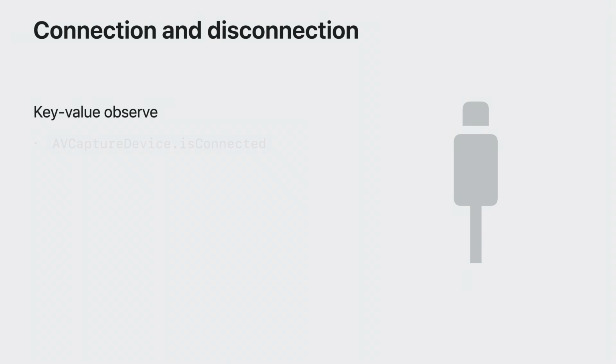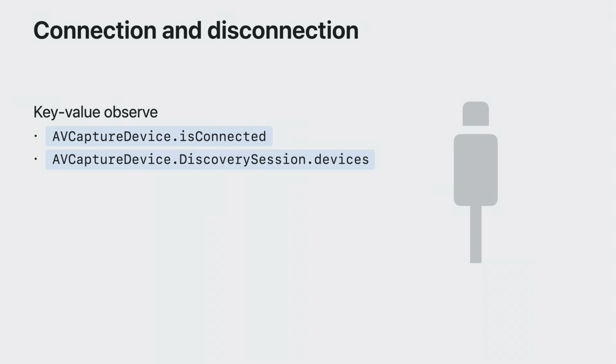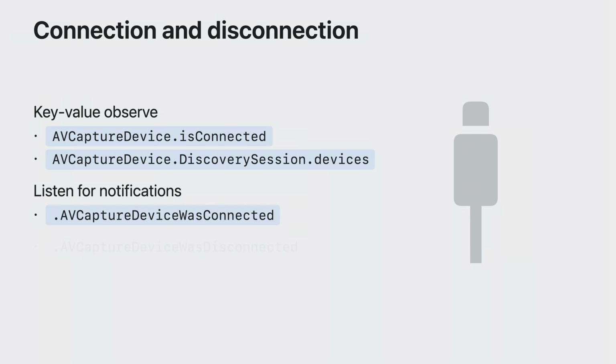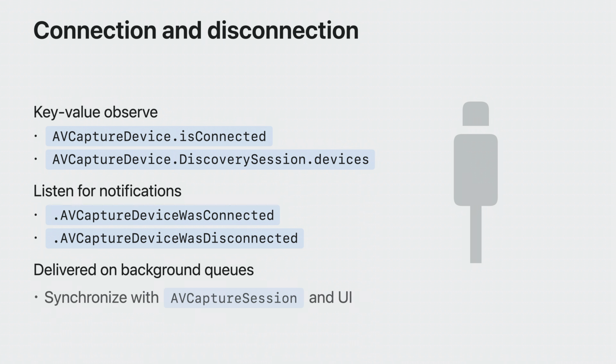You can key value observe the isConnected property on AV Capture device or the devices property on an AV Capture device discovery session that updates as cameras come and go. AV Capture devices also post notifications when their connection status changes, and your app can observe them to monitor a camera's availability. The system calls key value observation code and posts notifications on background queues, so be sure to synchronize your handling with your AV Capture session queue and the main thread.